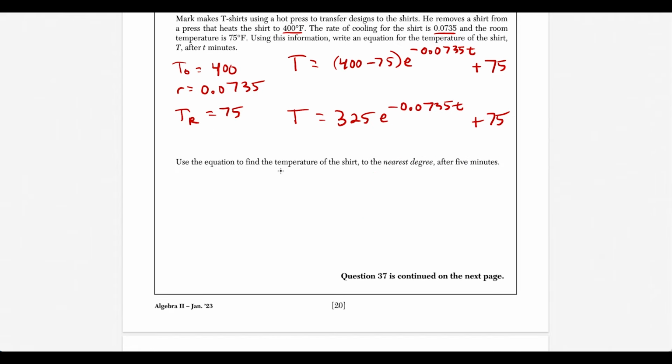So the next part here, we're going to use this equation to find the temperature of the shirt to the nearest degree after 5 minutes. So we're going to plug in t equals 5, lowercase t equals 5. And that's going to give us capital T equals 325 e to the negative 0.0735. And I'm replacing that lowercase t with a 5, but we're multiplying. And then I'm going to tack on our plus 75.